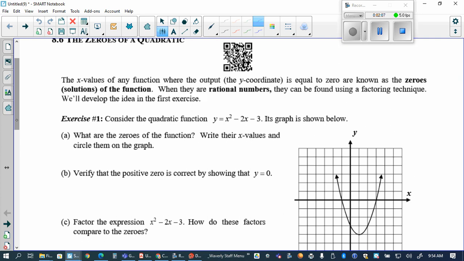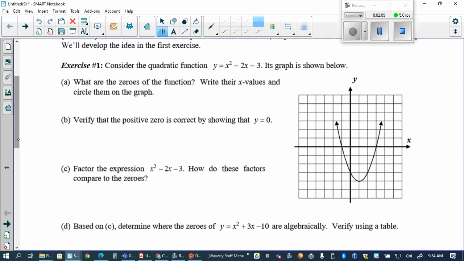Okay. So here's our equation, our quadratic. y equals x squared minus 2x minus 3. And it's graphed over there. And so what are the zeros of the function? The zeros would be x equals what? No. x equals 0 is found here, here, here, here. So the zeros, where y equals 0, are at x equals -1, or where? x equals 3. Notice I separated that with the word or.